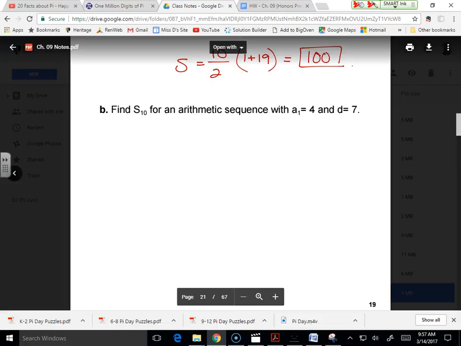Now, could we literally find the first 10 terms? Where would we start? 4, because a sub 1 is 4, right? What would be our next term? 11, because your common difference adds 7, right? The next one would be 18. So how fun is it going to be to find 10 of those and then add them all up? Not fun at all.